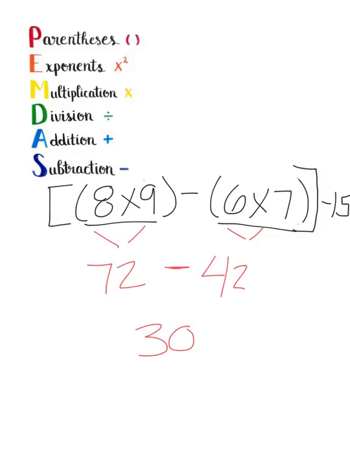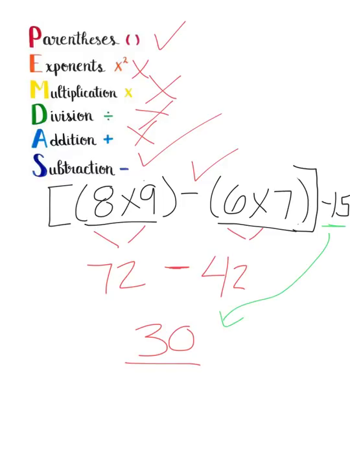Now, I have this 30. This is all taken care of. I have done my parentheses and my brackets. I don't have any exponents. I don't have any more multiplication, no division, no addition, so I'm moving right on to subtraction. So now I can take this 30, and I can bring my minus 15 down over here. So now I have 30 minus 15, which is 15, and 15 is my answer.